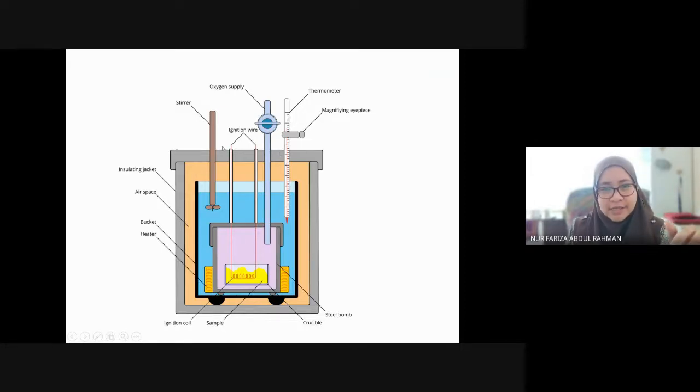What happens is, can you see the design? So this is metal steel, a steel bomb. Look at it.